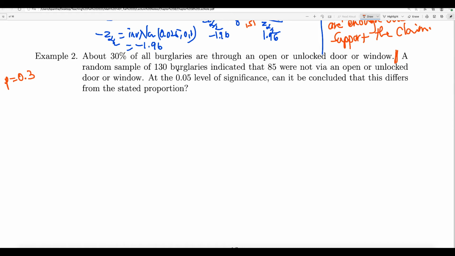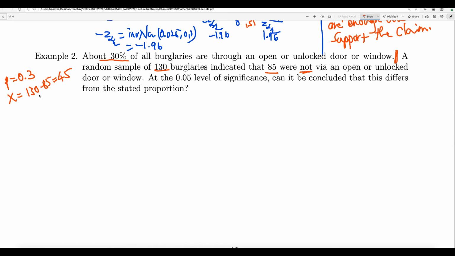A random sample of 130 burglaries indicated that 85 were not from an open door or window. That's what he's saying. So what is the x? X must be out of 130. 85 were not from an open door or window, but the question is about 30% from an open door or window. So how many were from an open door or window? 130 minus 85, that will be 45.